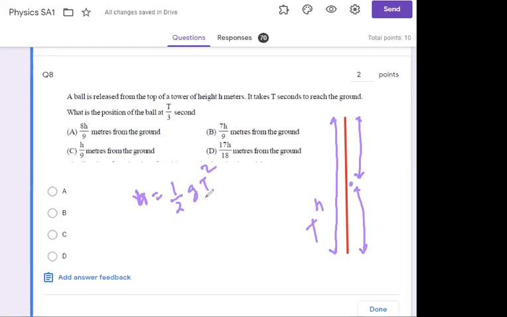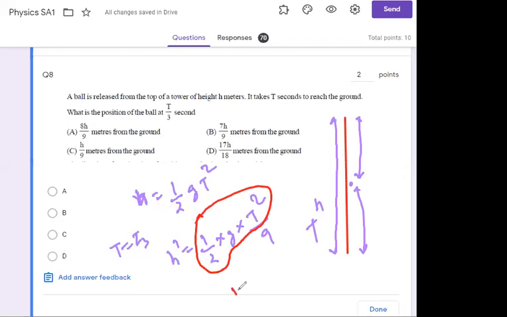Now this is a relationship between h and t. If t becomes t by 3, h becomes h dash, which is 1 by 2 into g into t squared by 9. Now this distance is h, so h dash is equal to h by 9, as simple as that. Yes or no? You don't need the value, right? Where did I need to put any value?